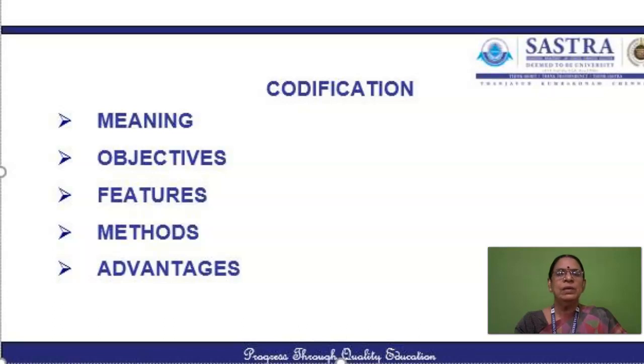With the basic knowledge about the meaning of codification, the objectives of codification, and the considerations to be kept in mind regarding codification, we shall now go to the systems of codification. What are the different methods of codifying the materials?